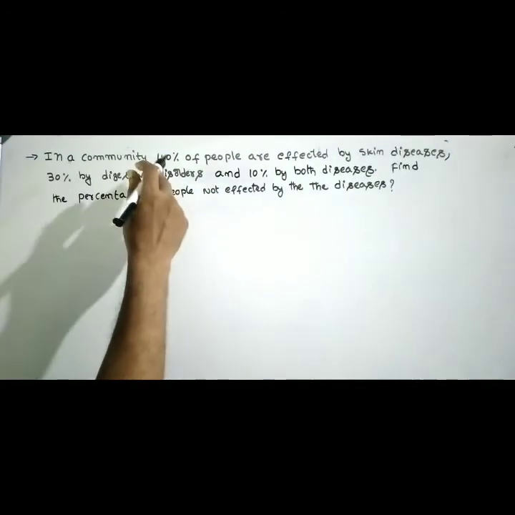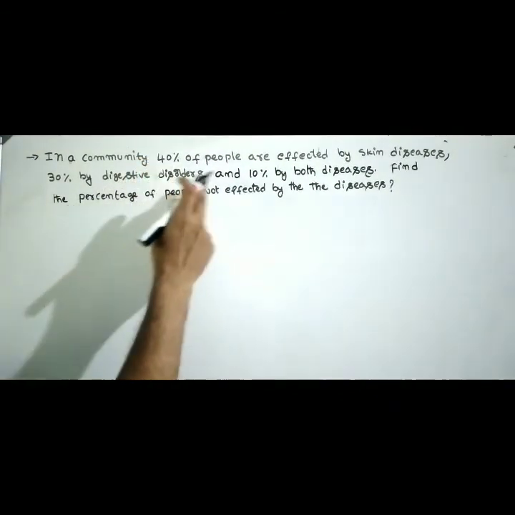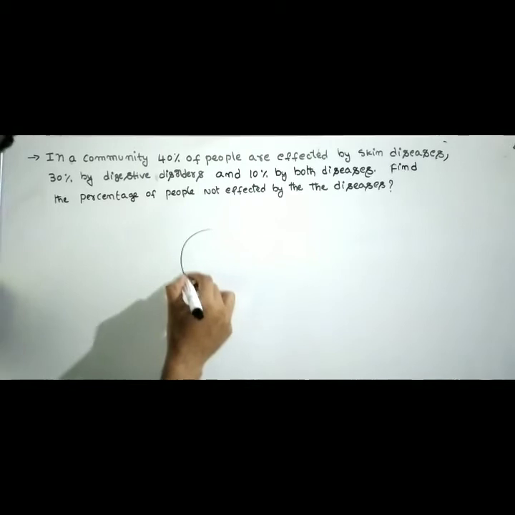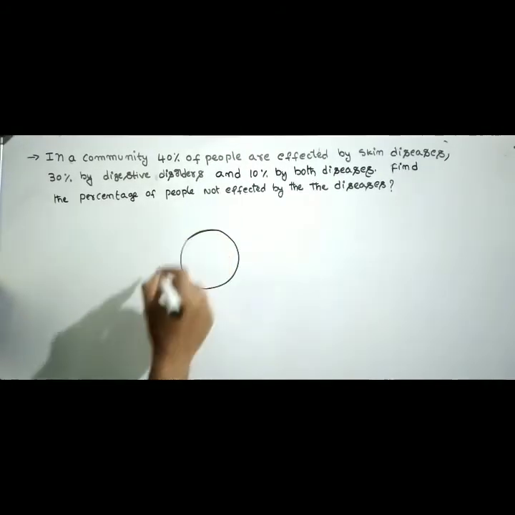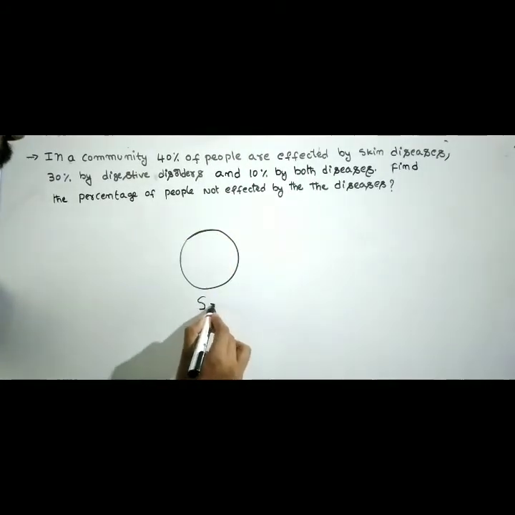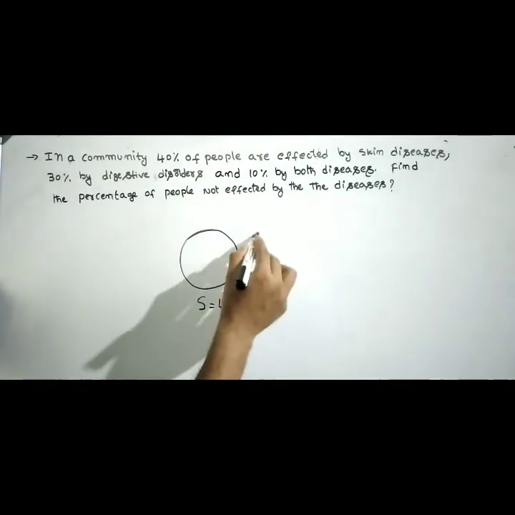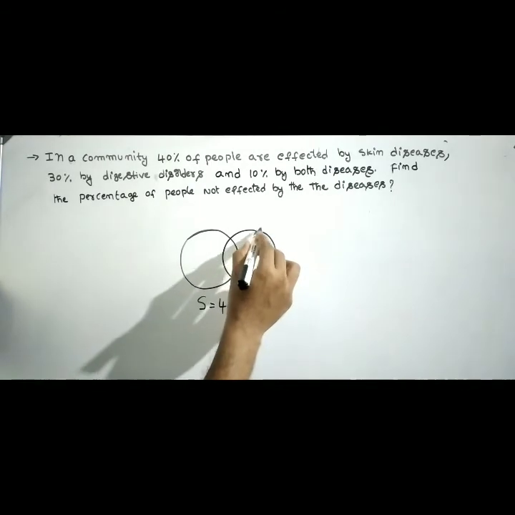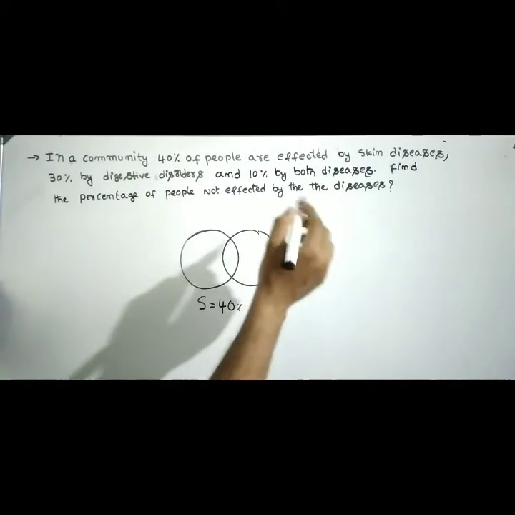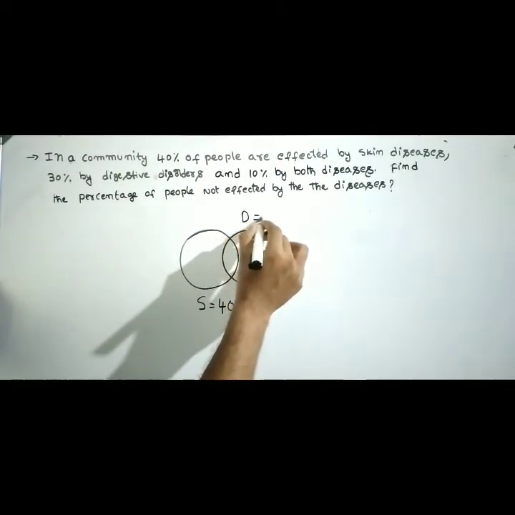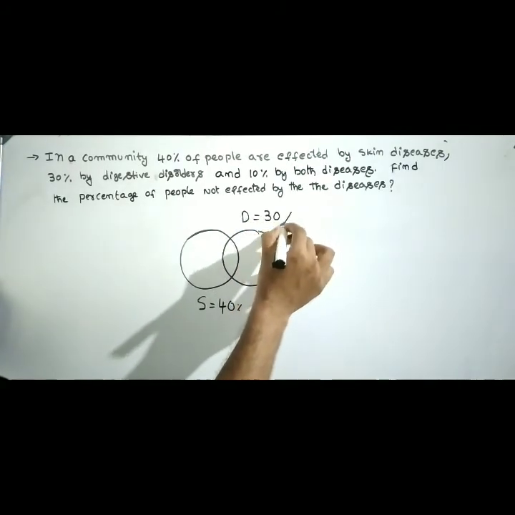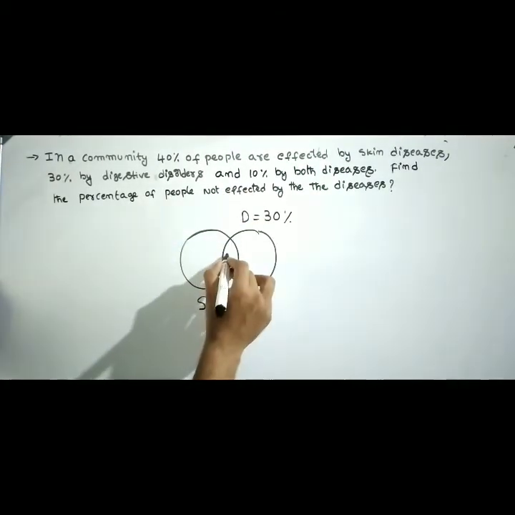See friends, first we will go for a circle. It is skin diseases. How much percentage? 40%. Then go for another circle. What is this one? Digestive. That is 30%. Both how much? 10%.